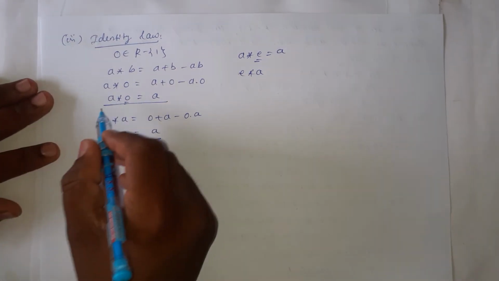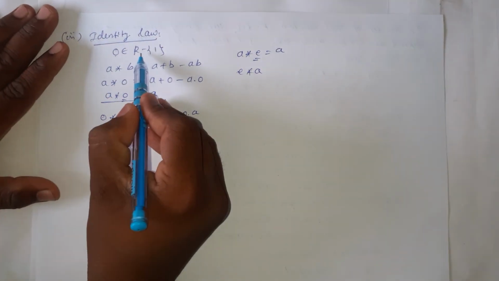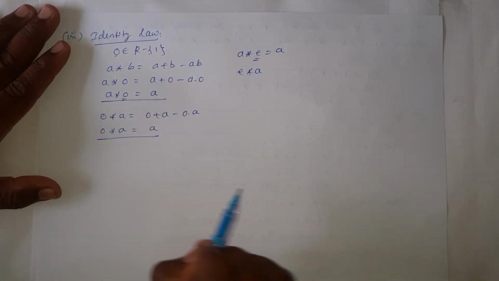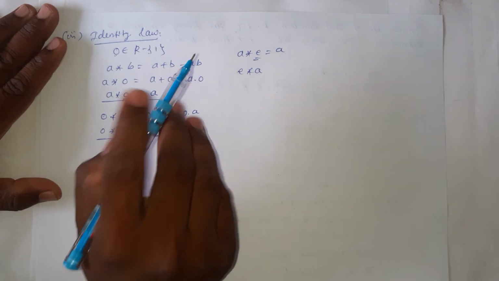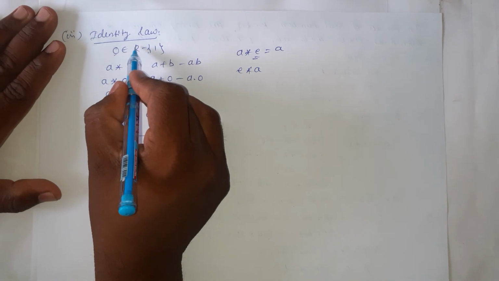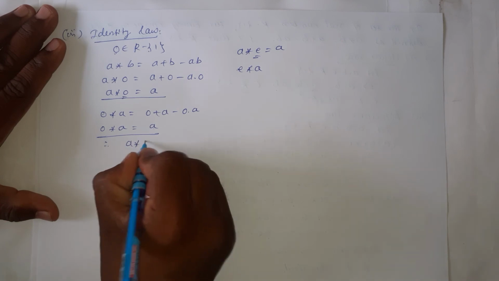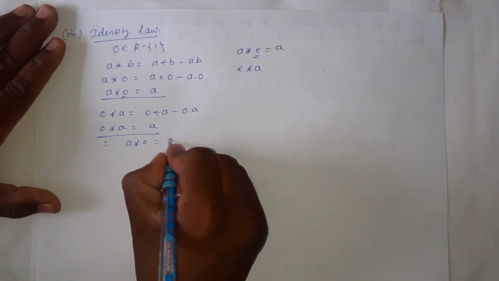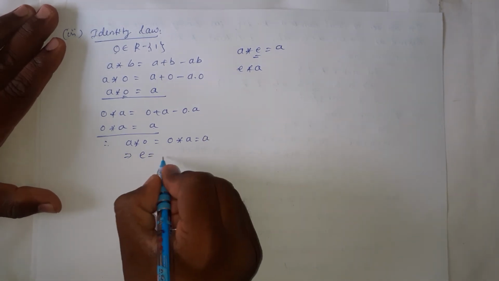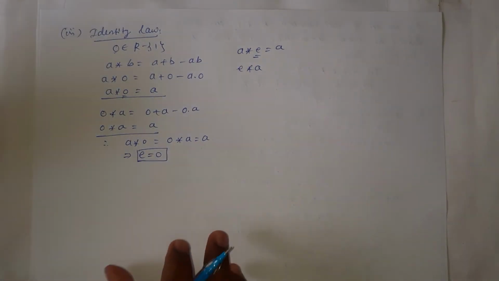So, therefore, 0 will be the identity element for the given set R minus 1, and that 0 belongs to R minus 1. If this 0 were not in this set, then we could not say that 0 is the identity element, but here 0 belongs to R minus 1, hence we can say that 0 is the identity element for R minus 1 under the given binary operation star. So, A star 0 is equal to 0 star A is equal to A, which implies the identity element E is equal to 0. So, this is the identity element for the given set.